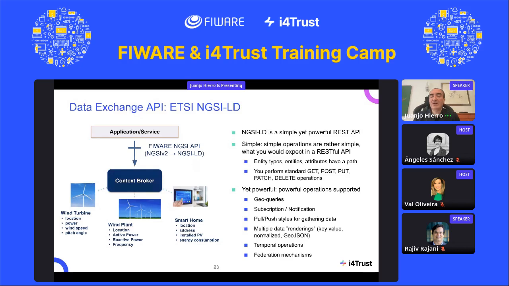But NGSI-LD also offers a number of rather powerful operations, like, for instance, supporting geoqueries and subscription notifications. So a given application may say, okay, send me a notification whenever the value of this attribute gets over a certain threshold. You may support both pull and push styles of communication, and different renderings when obtaining results of a given query. You can also perform operations not only around the current value of attributes of an existing entity, but also on what the values of those attributes have been over time. This is what we refer to as temporal operations, and there are a number of federation mechanisms supported.